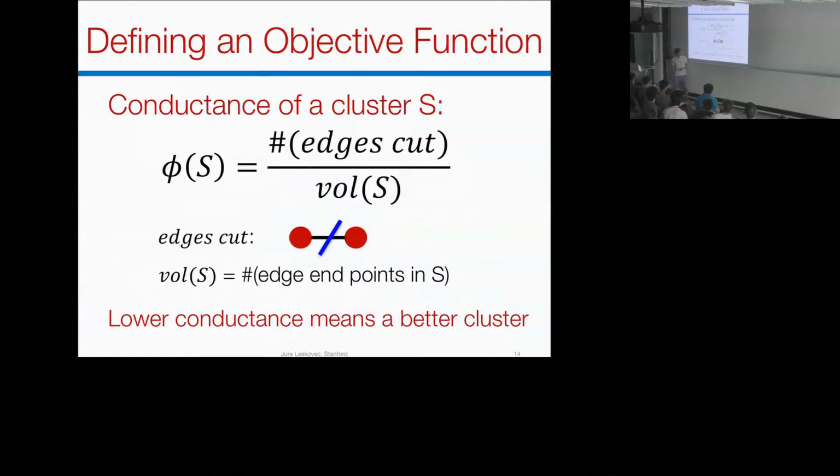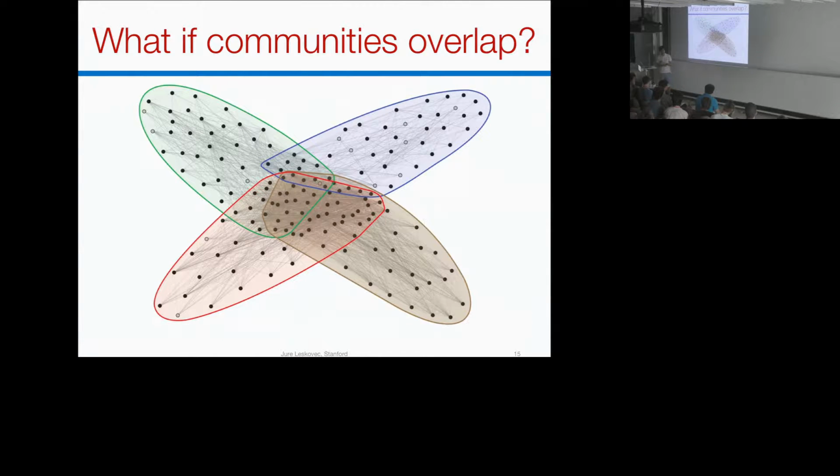Great, you guys are very pedantic, yes. Here I was sloppy. What you usually do is divide this by the minimum of volume of S and volume of not S. So you take the smallest part of the two. Otherwise, if you take the entire network as your cluster, then this is 0. That's the corner case. It's obviously a useless case to say the entire network is my cluster, so you don't want to do that.